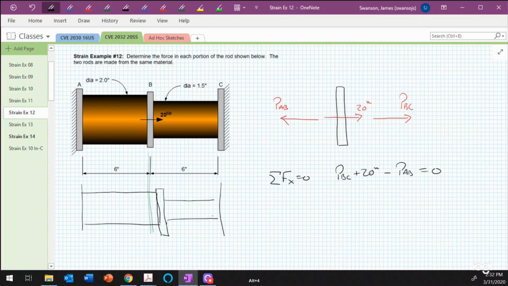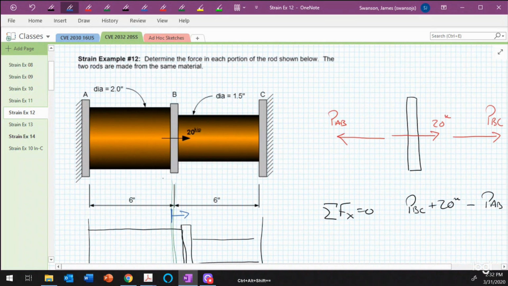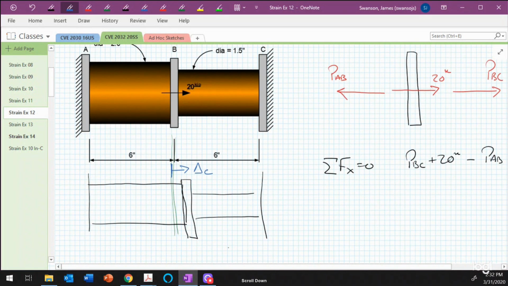BC. So what I have here is a displacement. Let me zoom in on that. I'll call that displacement delta C. And what happens is that delta C is moving to the right. That's a displacement. Why did I call it delta C? It's delta B. Apologies.